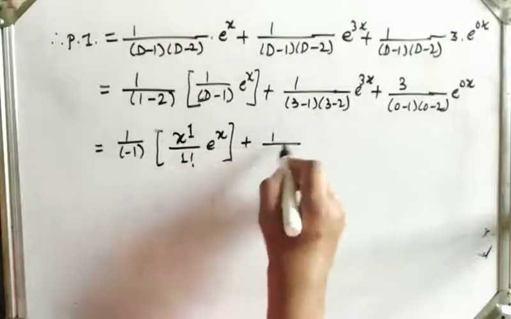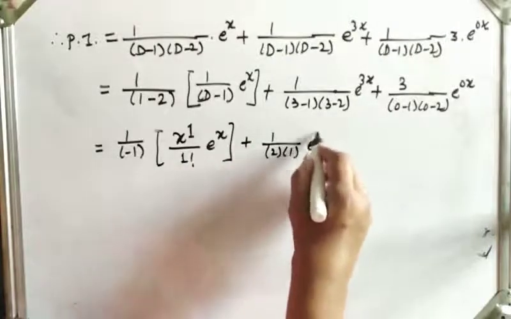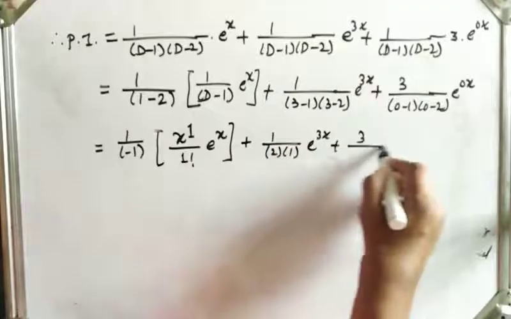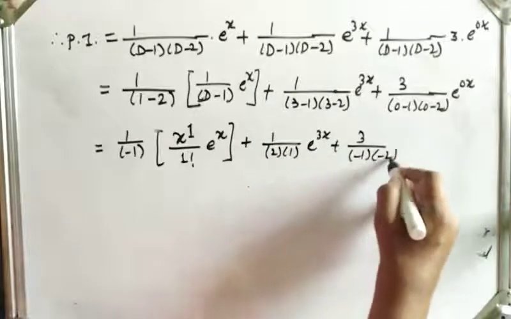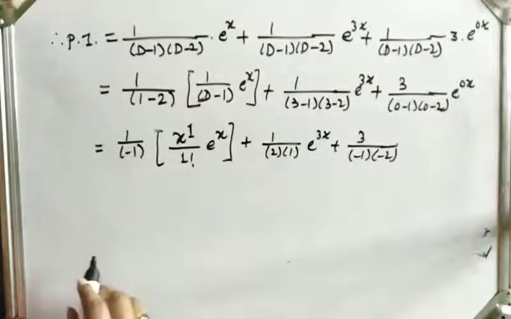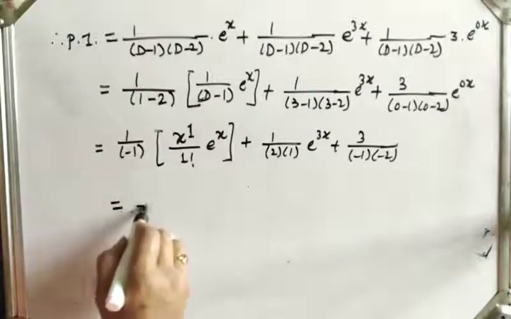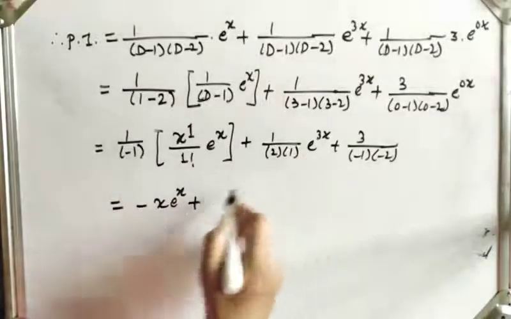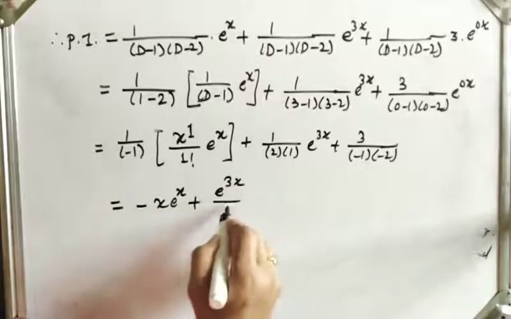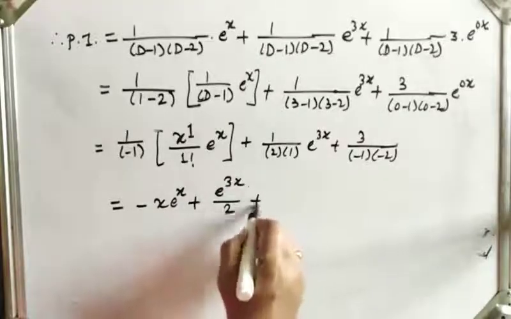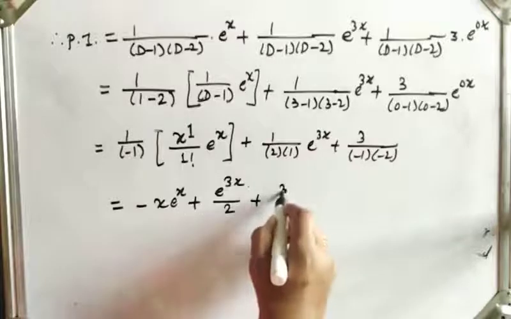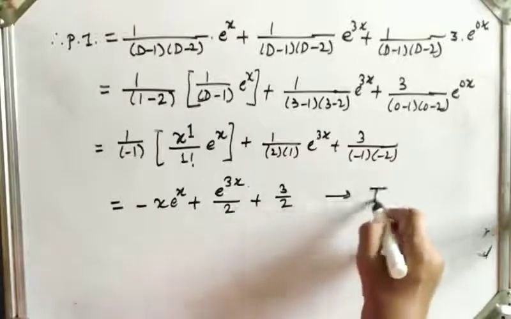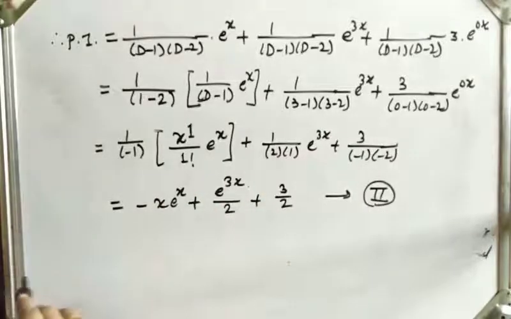So 1 upon 2 into 1 e raised to 3x plus 3 upon (minus 1) into (minus 2), this is 1. So what we get here is minus x e raised to x plus e raised to 3x upon 2, plus 3 upon 2. This is our particular integral.